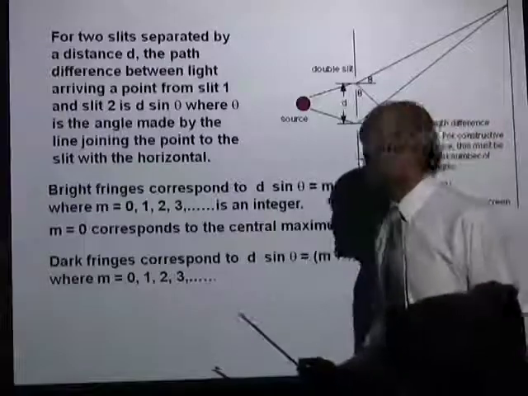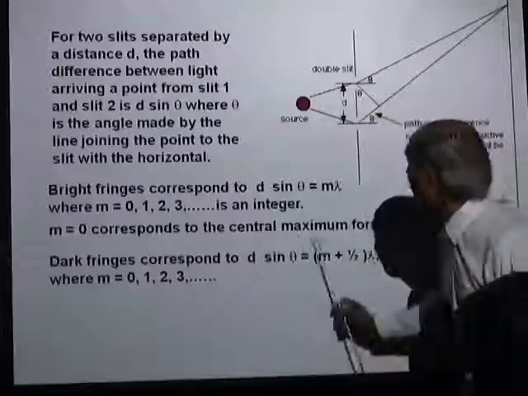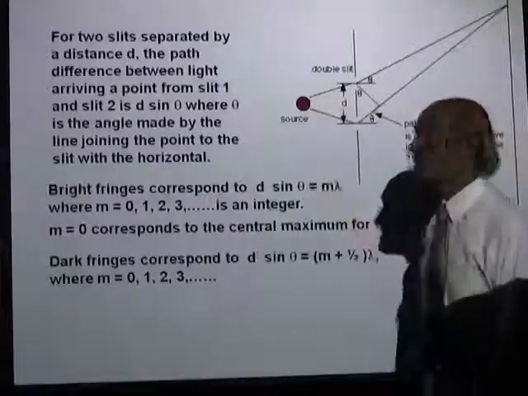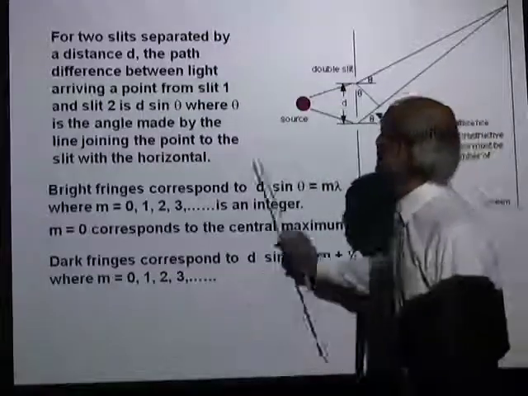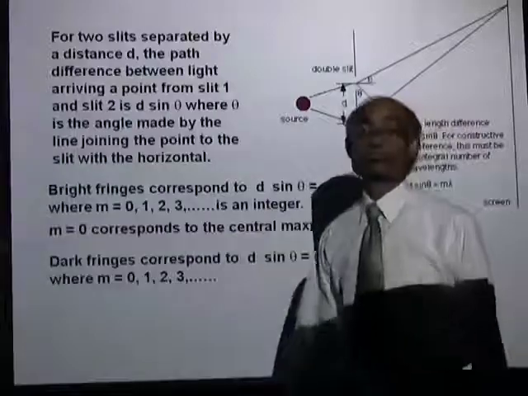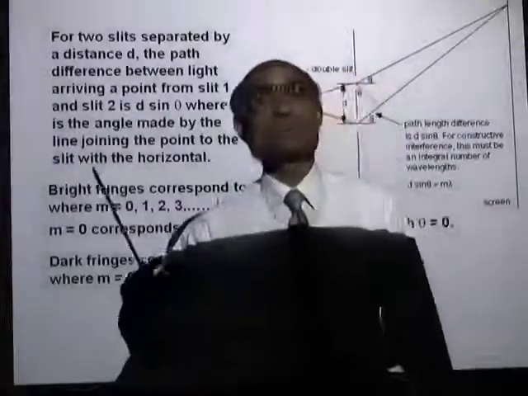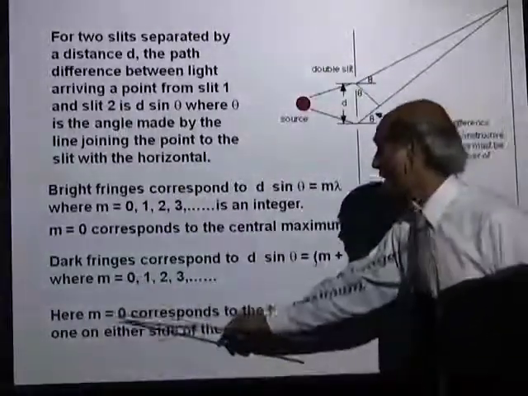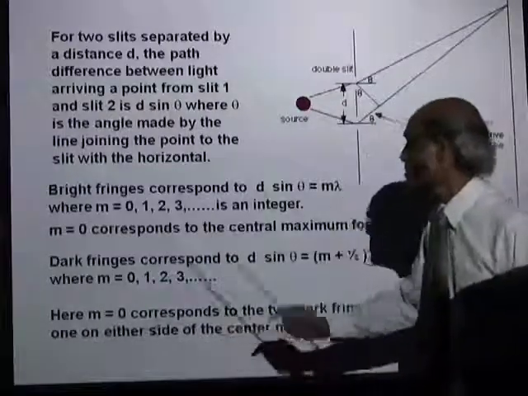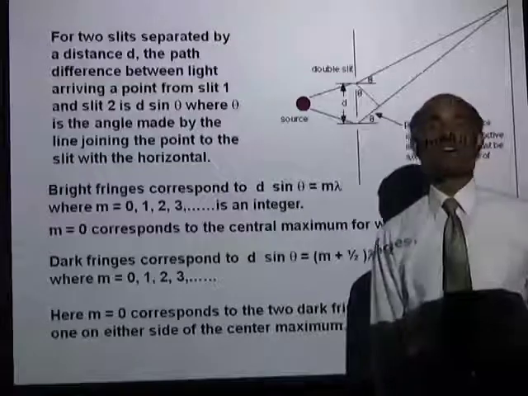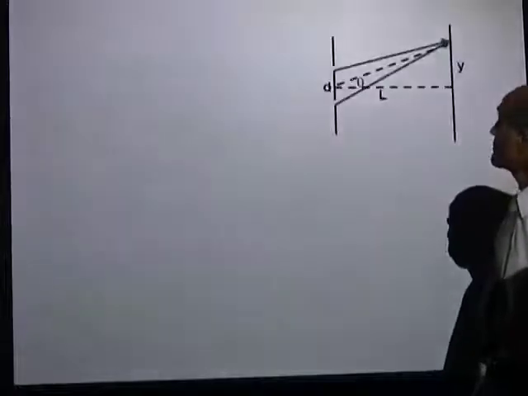And whenever the path difference is an odd multiple of half a wavelength, the resultant wave will be 0. So here m equal to 0 corresponds to two dark fringes, one on each side of the central maximum.